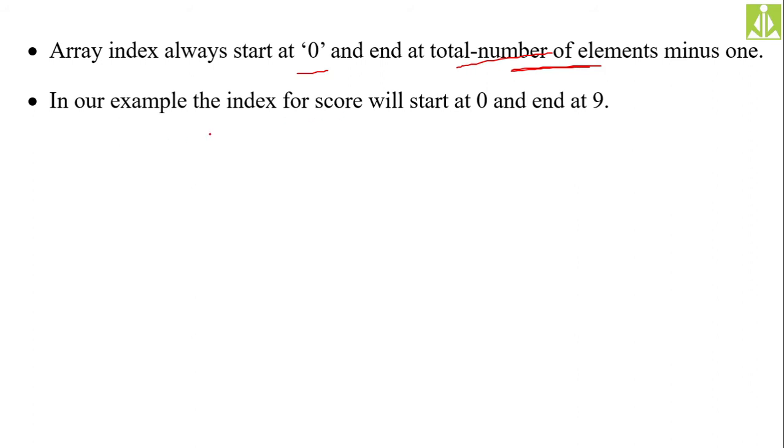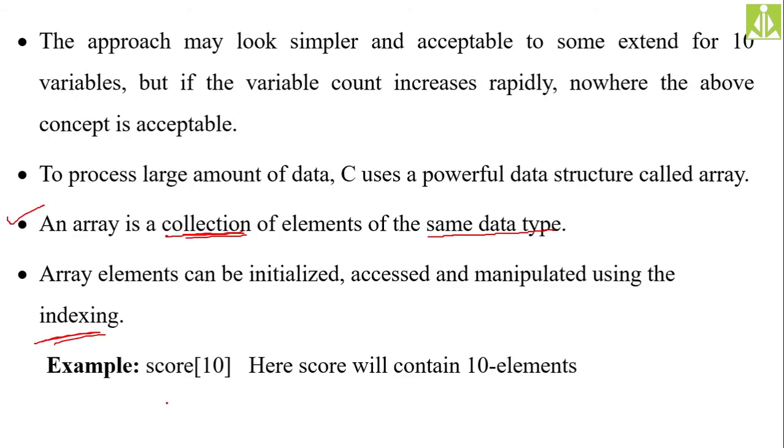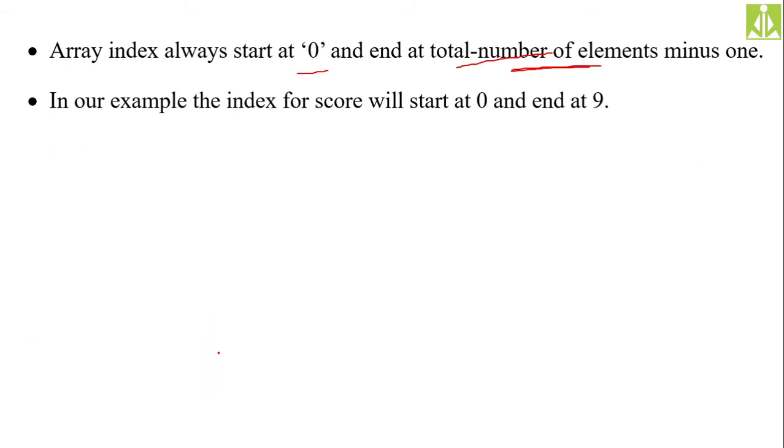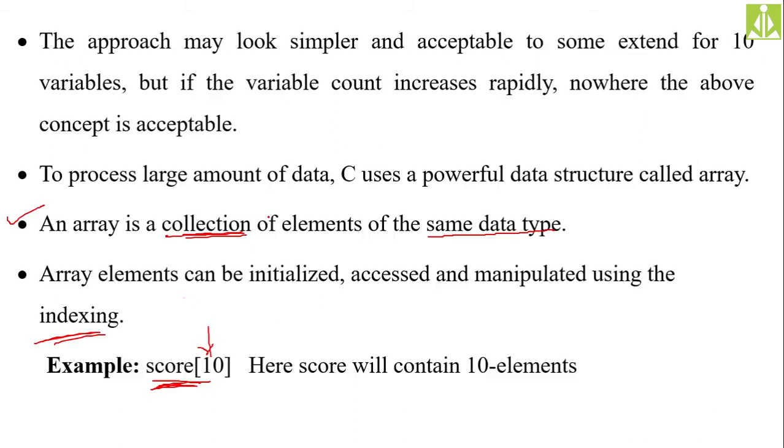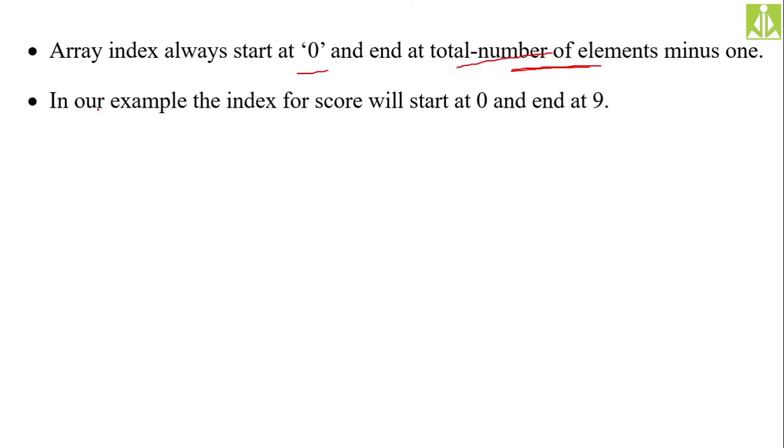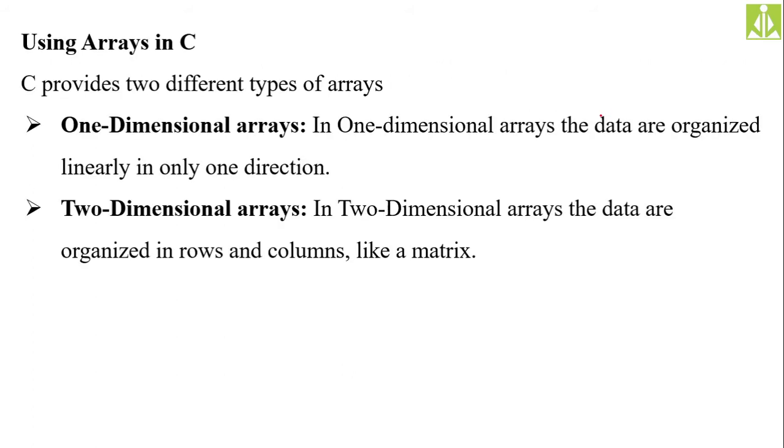Remember this: maximum size minus 1 or total number of elements minus 1. In our example, I have created an array of 10 elements. The array name is scores. So how will the index start for this array? The index will start at 0 and end at maximum size minus 1, that is 10 minus 1, 9. I have explained that same thing over here: in our example, the index for scores will start at 0 and end at 9.